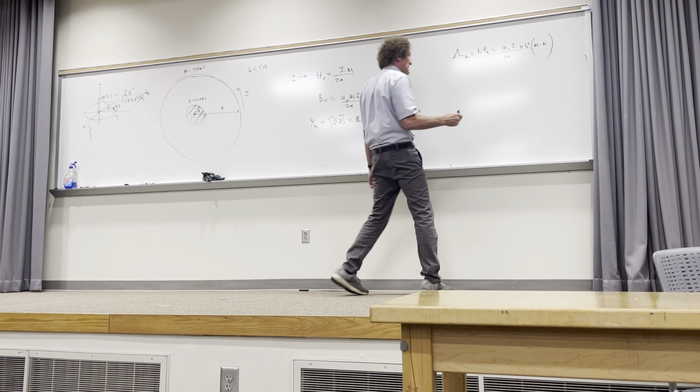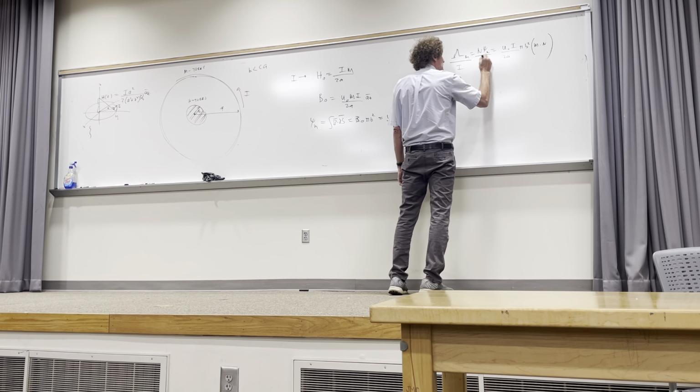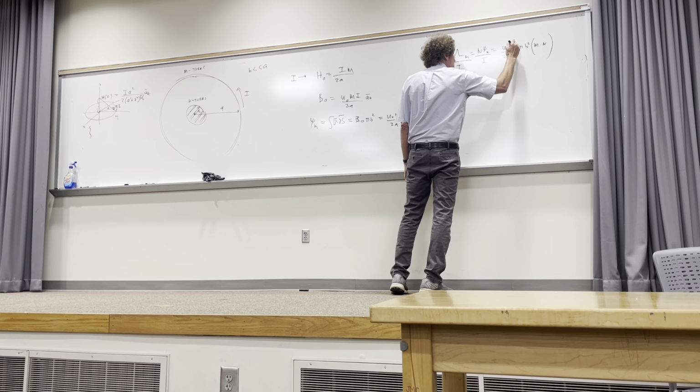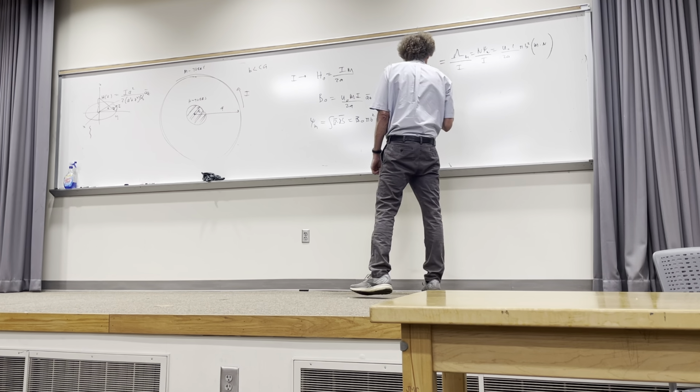And then to get the inductance, we simply divide this by the current causing it. And that means this goes away, and that would be the mutual inductance. That's how you get it.